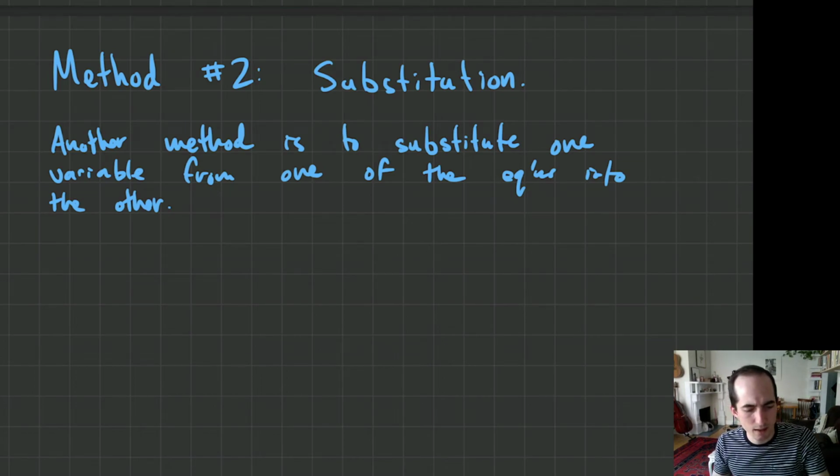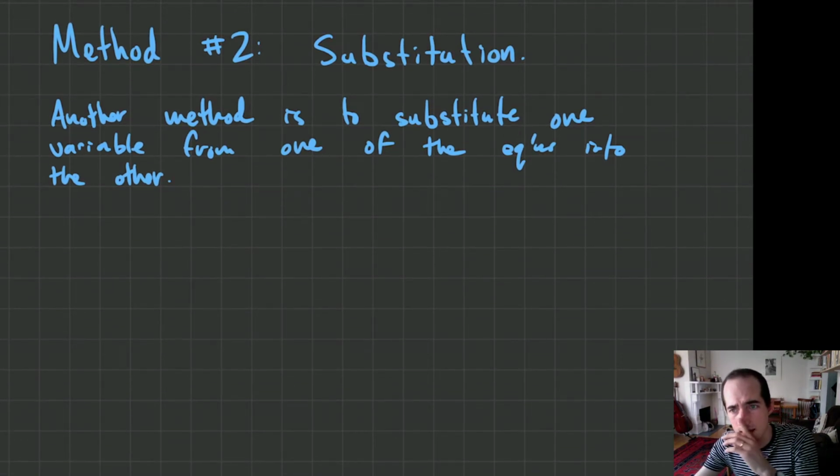The whole idea of this method is that these two equations share the same variables, so they should represent the same number, right? I believe that Mr. McIntosh taught you all of these methods. I was looking through your midterm exam, and I think that all of these have been covered. So another method is to substitute one variable from one of the equations into the other. Let's see what that looks like.